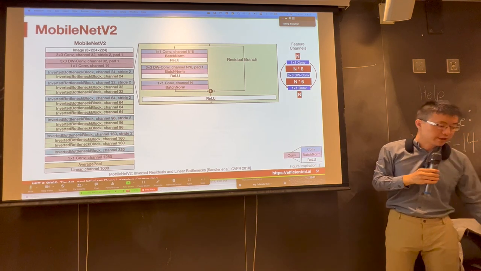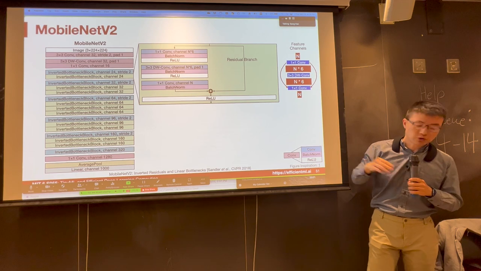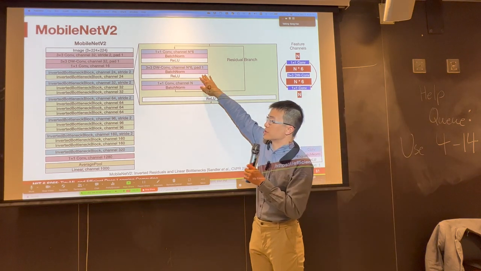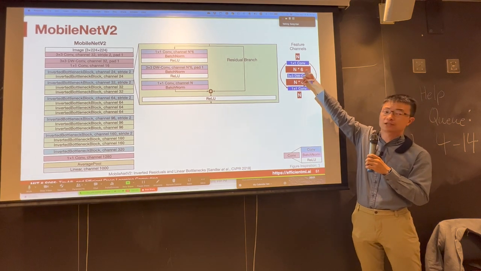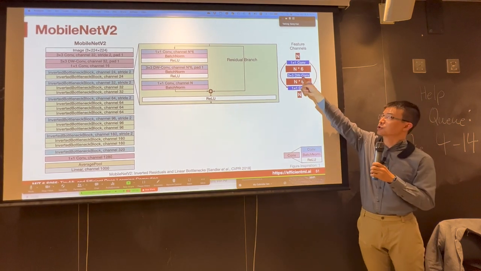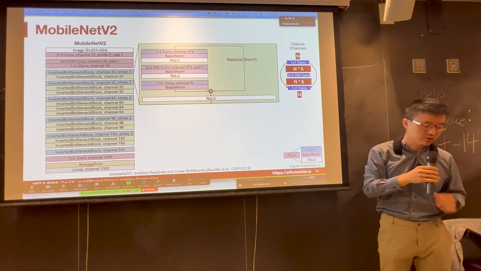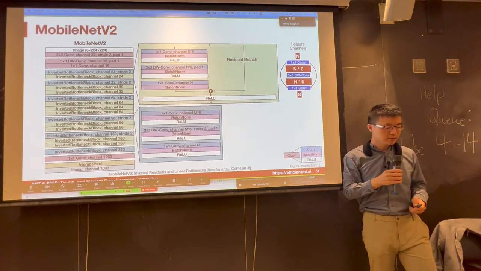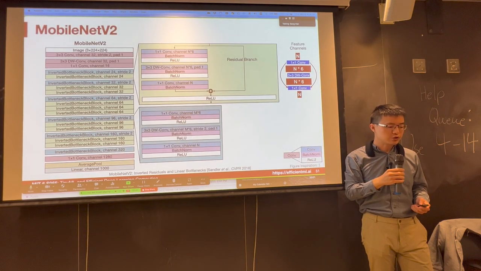For many mobile applications, we have this mobile architecture where we introduce this depth-wise convolution. For depth-wise convolution, we are basically expanding the channel by 6, and using this depth-wise convolution in the middle, and then followed by another 1x1 convolution. For those downsample layers, we just don't have this residual branch.